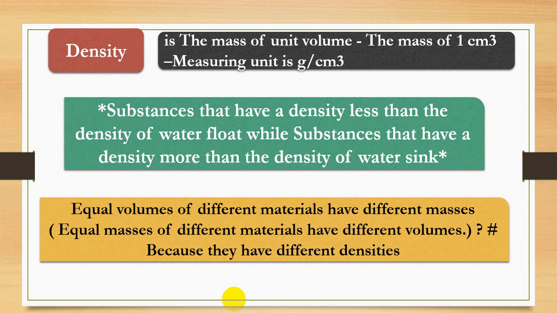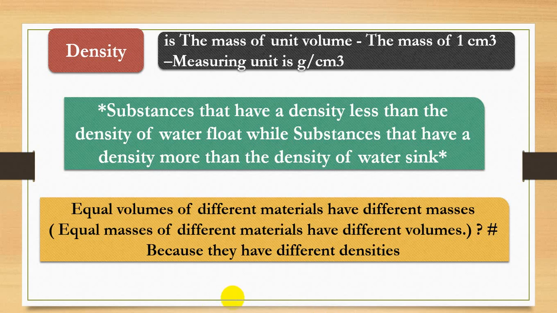Now, substances that have a density less than the density of water float, low density floats, while substances that have a density more than the density of water sink in water. Equal volumes of different materials have different masses, or equal masses of different materials have different volumes because they have different densities.